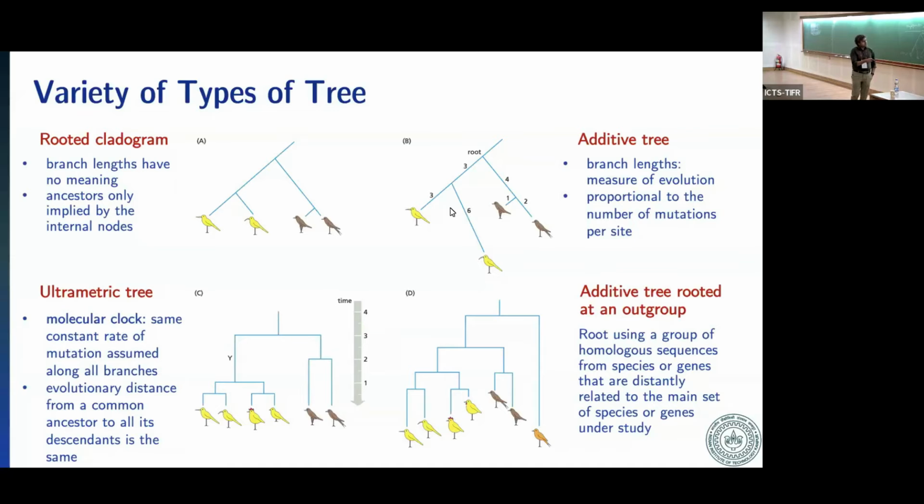In contrast, let's say you are taking this path and you are reaching over here. The distance that you traverse from the root to the leaf is going to be the same. Why? Because essentially it is assuming that the mutation rate on any of these branches is constant, it's the same. Okay. So this is the molecular clock property, and it is useful in terms of modeling some data sets, and you will see the use of it when we talk about a specific method for reconstructing phylogeny.